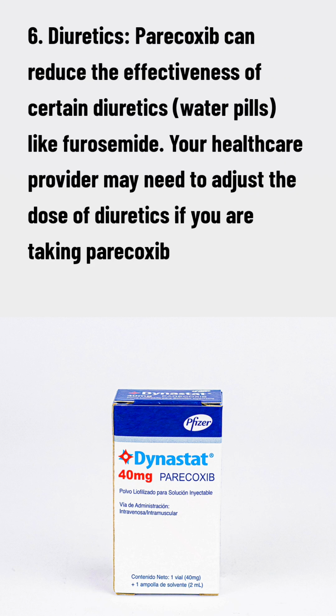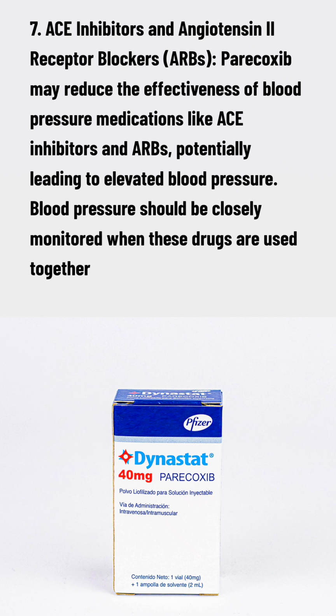6. Diuretics. Parecoxib can reduce the effectiveness of certain diuretics (water pills) like furosemide. Your healthcare provider may need to adjust the dose of diuretics if you are taking Parecoxib. 7. ACE inhibitors and angiotensin II receptor blockers (ARBs). Parecoxib may reduce the effectiveness of blood pressure medications like ACE inhibitors and ARBs, potentially leading to elevated blood pressure. Blood pressure should be closely monitored when these drugs are used together.